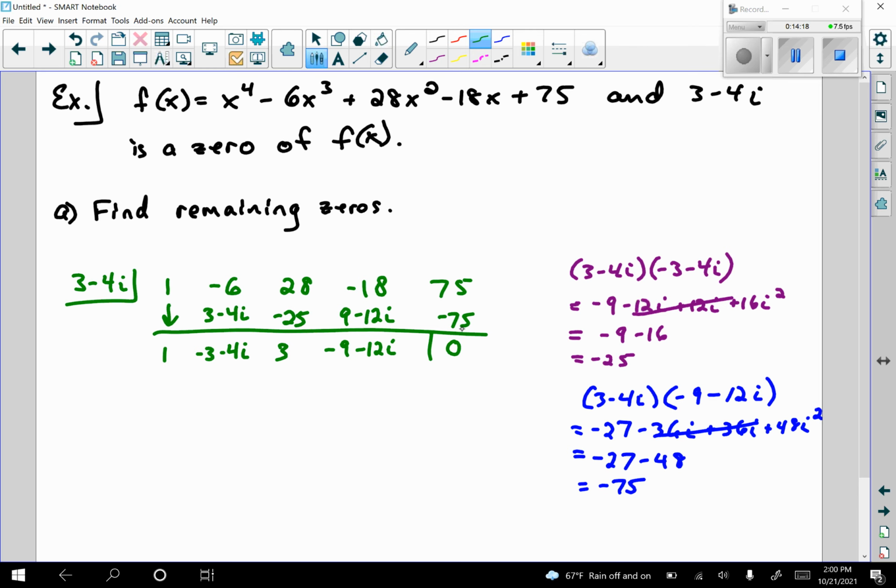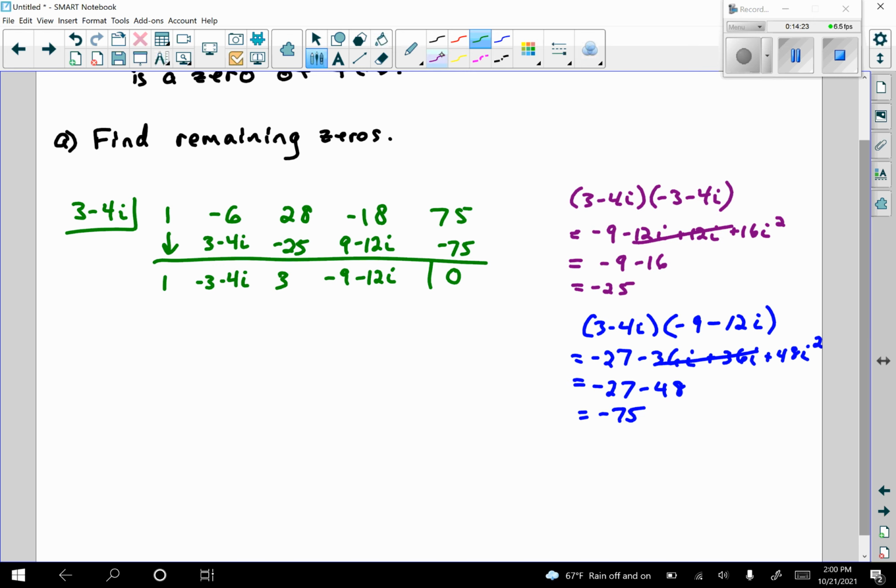And what this allowed us to do is figure out the other coefficients right now. So from the last theorem we were looking at, the conjugate zeros theorem, if 3 minus 4i is a 0, 3 plus 4i will also be a 0. So we're going to continue this process one more time. But now we're going to use these as our coefficients. So we've got 1, negative 3 minus 4i, 3, and a negative 9 minus 12i.